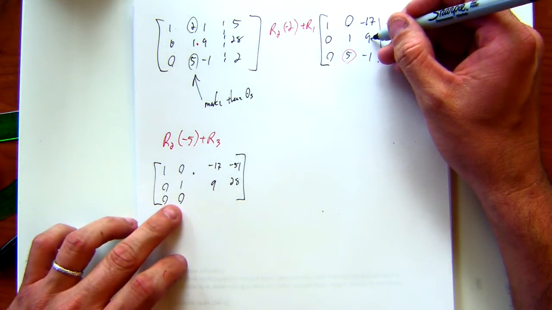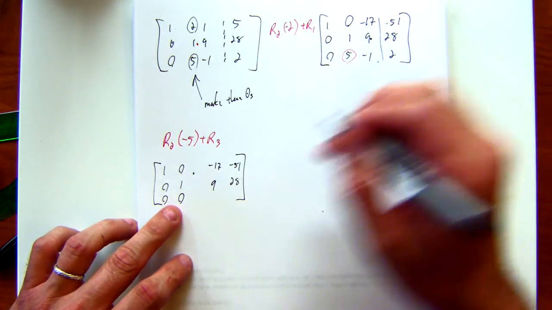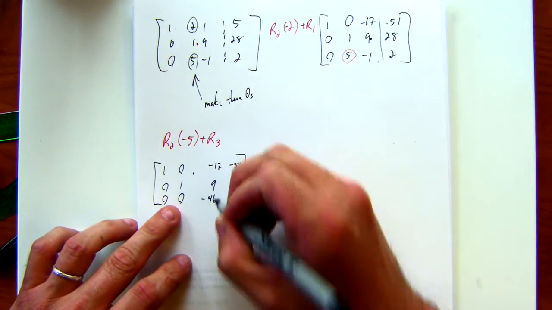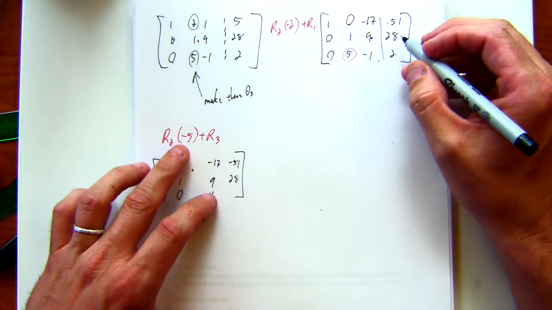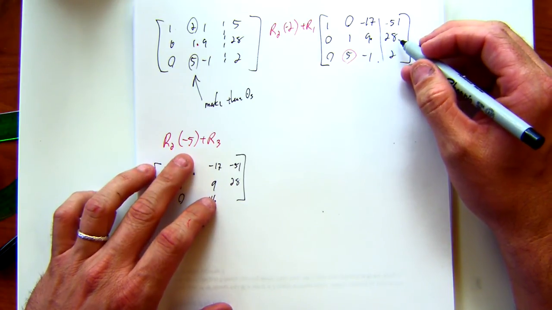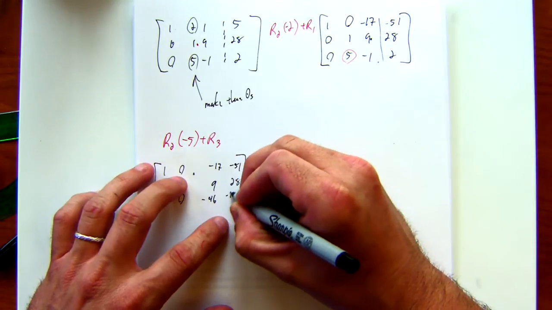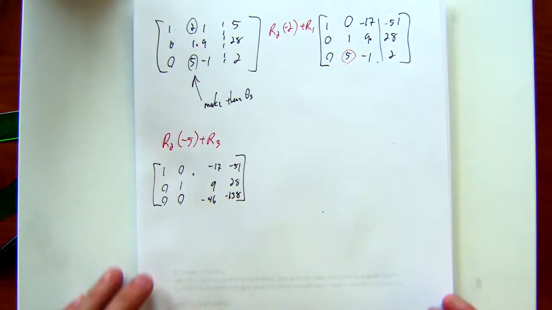9 times a negative 5 is a negative 45, plus the negative 1 is a negative 46. Okay, negative 5 times 28. Is that 120? 140. Negative 140? Negative 140 plus 2 is negative 138. Is that right?